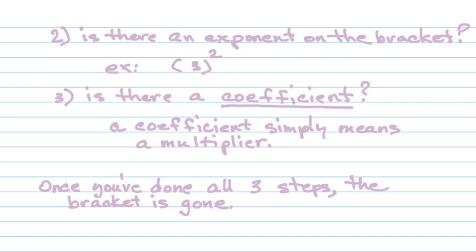All right. Now, once you've done all 3 steps, the bracket is gone. Now, what if there is only one step to do? Then after you do the one that there is, it's still gone, right? You don't have to do all 3 of them for it to be gone. It's just that you do whatever steps you have, and then once you've done it, the bracket is gone. Think of it like this.